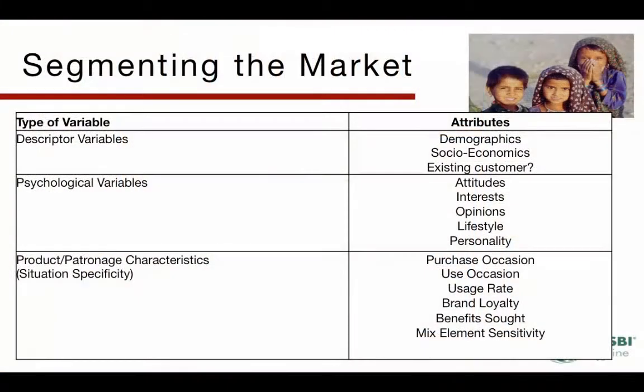Second is a psychological variable. So what are the attitudes of the people? What is the culture of the group, what are their interests, their opinions, their lifestyle, and personalities? So for example, we were dealing with a maternal health organization in Kenya. And the entrepreneur had to understand who made the decision, because it's a family decision. So is it the wife? Is it the wife and the husband? Is it the wife and the mother-in-law? How do those decisions get made, and how are they influenced by people that are surrounding?